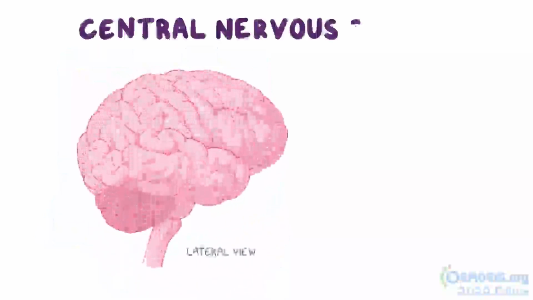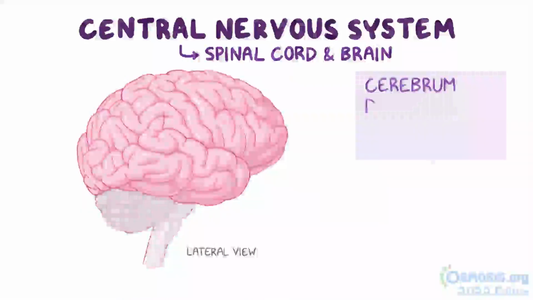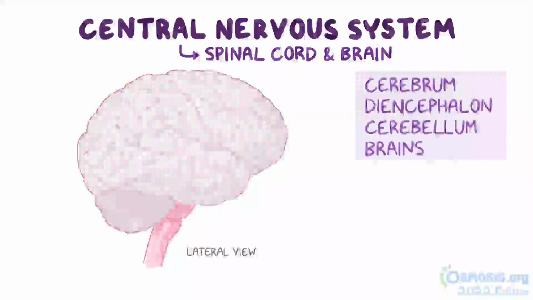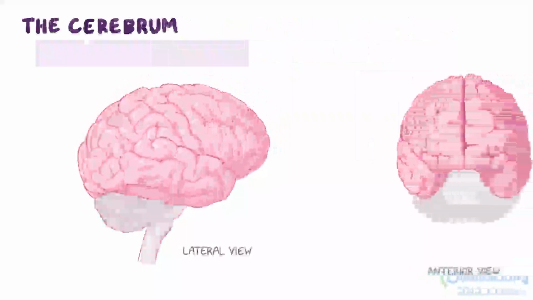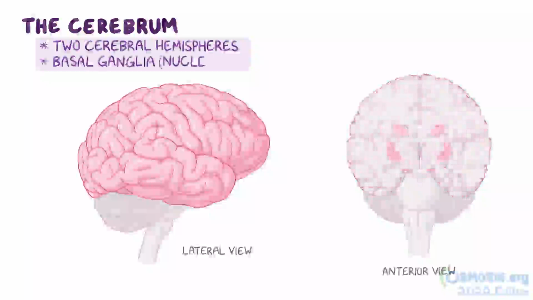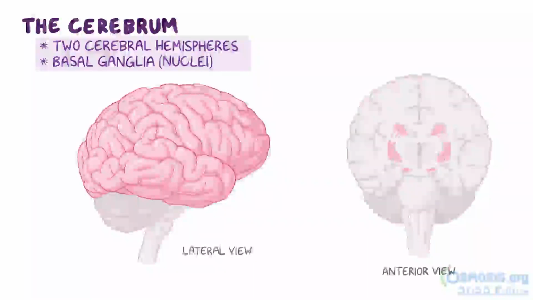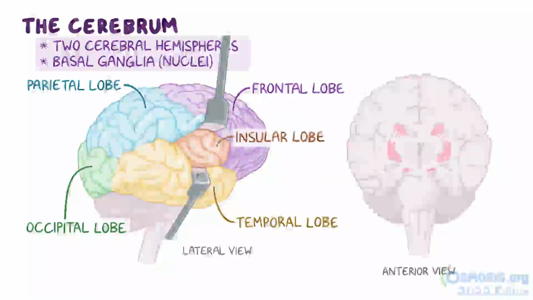The human central nervous system basically consists of the spinal cord and the brain, which includes the cerebrum, diencephalon, cerebellum, and brainstem. Taking a closer look at the cerebrum, it consists of two nearly symmetrical halves, called the cerebral hemispheres, and the basal ganglia, also referred to as basal nuclei. Furthermore, each cerebral hemisphere is divided into four main lobes: the frontal, parietal, temporal, and occipital, as well as what's become to be known as the fifth lobe, the insula, or insular cortex.